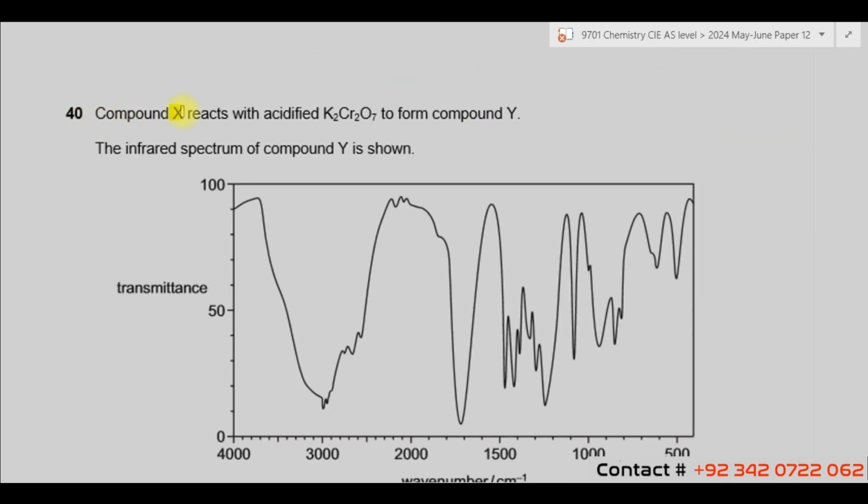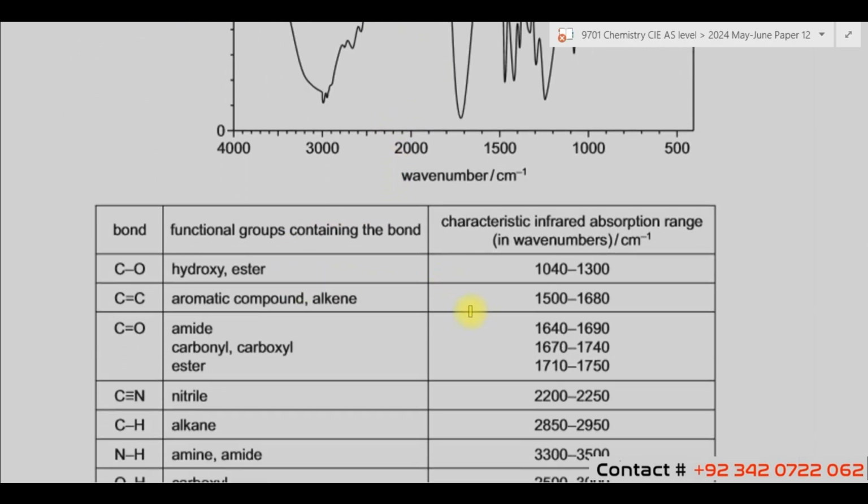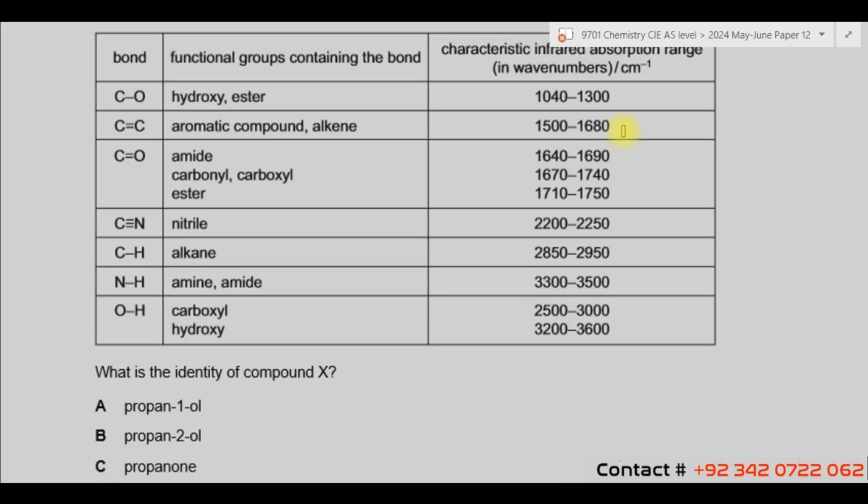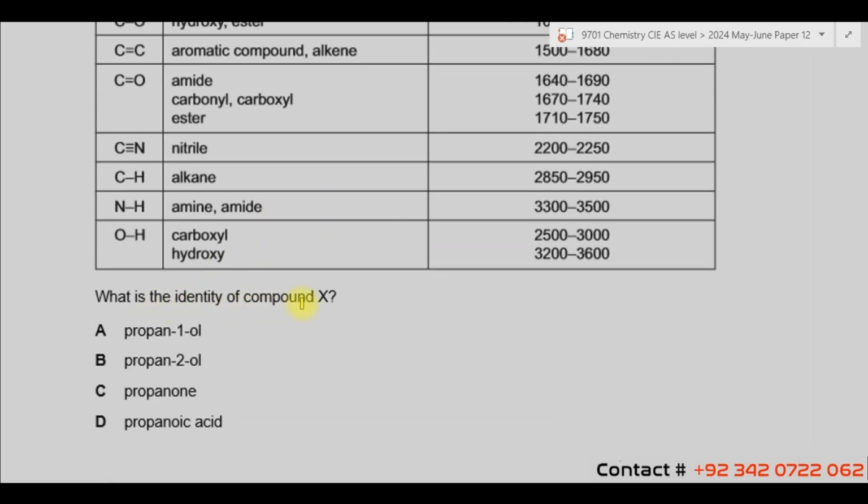Question 40. Compound X reacts with acidified potassium dichromate to form compound Y. IR spectrum of compound Y is shown. This is the infrared spectrum and these are the absorption ranges. What is the identity of compound X? So first we have to oxidize compound X to form compound Y. Let's see, we have propan-1-ol, which is primary alcohol, so it oxidizes to propanoic acid.